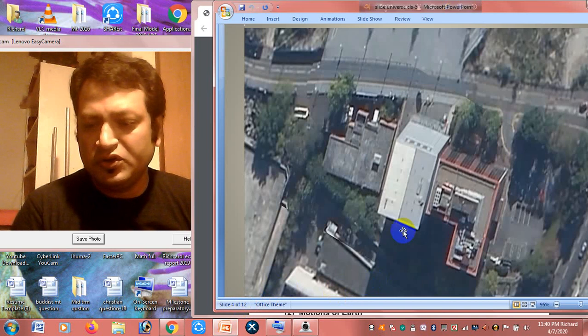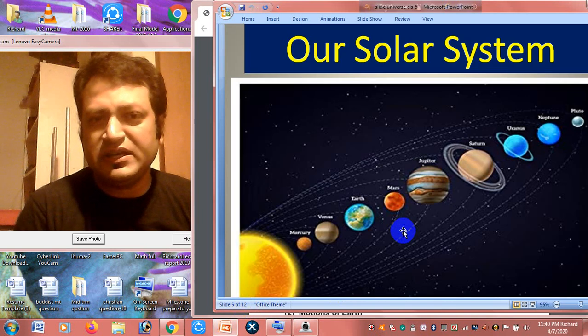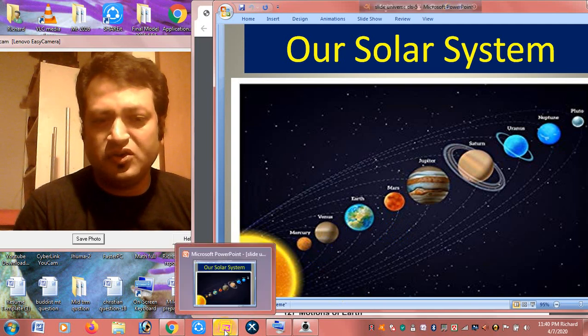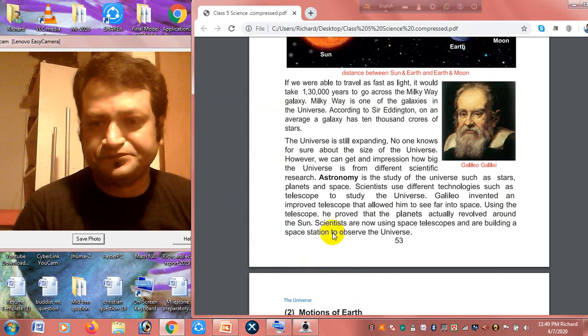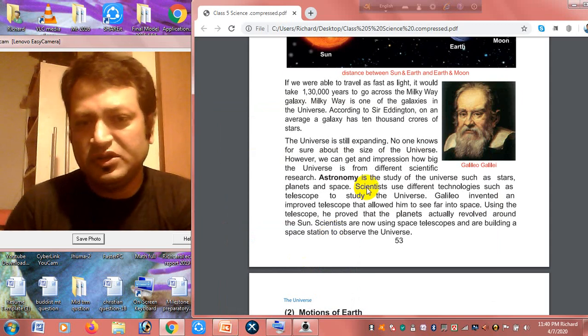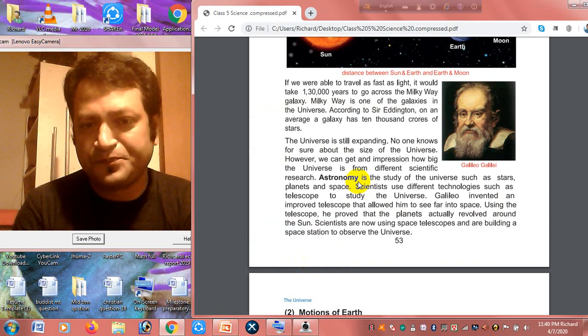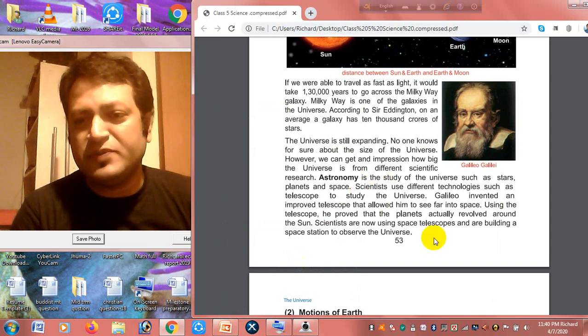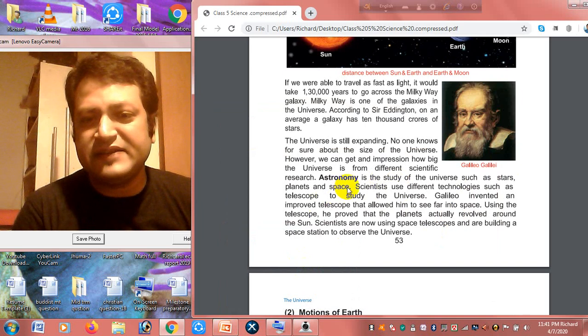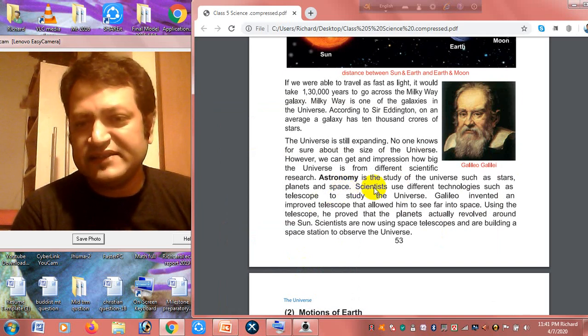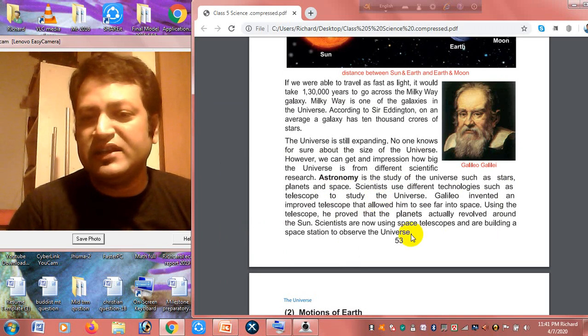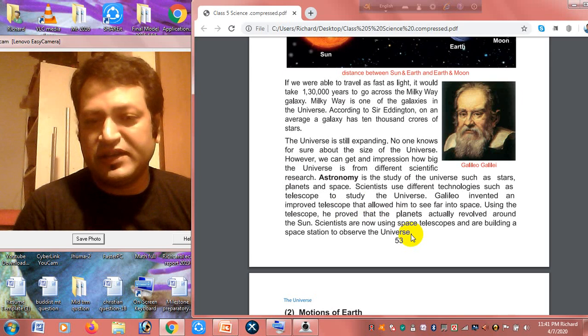Okay. So let's see. This is our sun and it has the different types of planets. And now we just see the things. Here is what I told about astronomy. What is the definition of astronomy? Astronomy is the study of the universe such as stars, planets and space. Scientists use different technologies such as telescopes to study the universe. I told that Galileo Galilei invented the improved telescope.